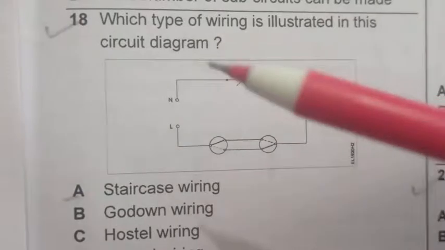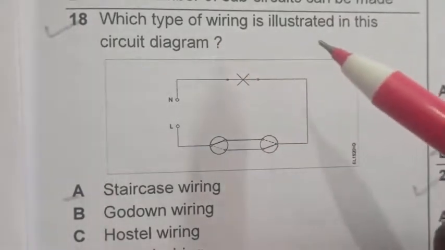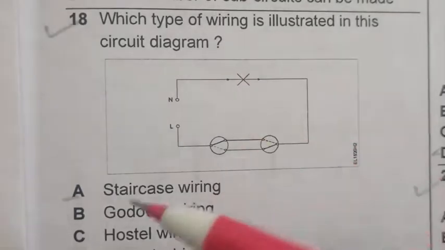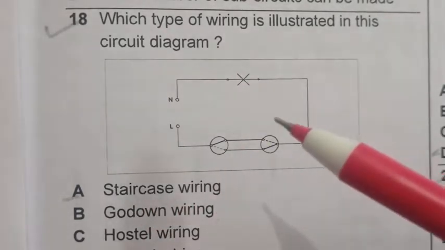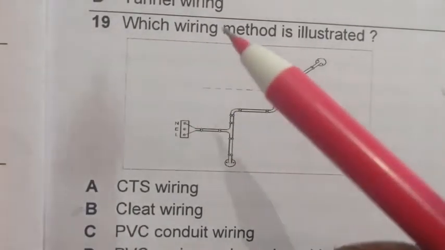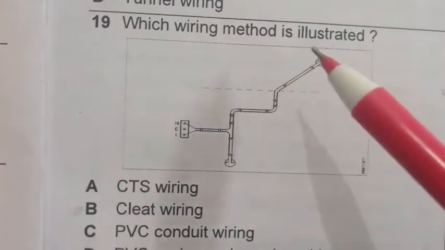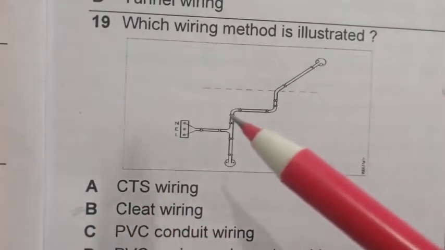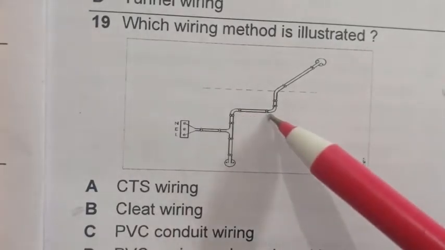Question number 18. What type of wiring installation is shown in the circuit diagram? Option A, staircase wiring. Question number 19. Which wiring method is installed? Option B, cleat wiring is used. This part is cleat wiring.